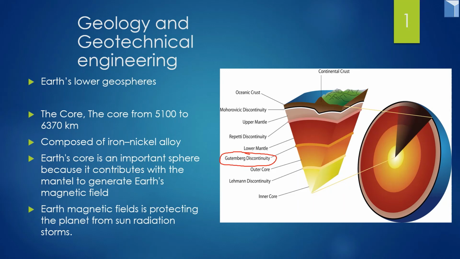We have also the mantle. The core of the Earth is separated from the mantle due to the transition zone between them, and this transition zone we call the Lehman discontinuity zone.